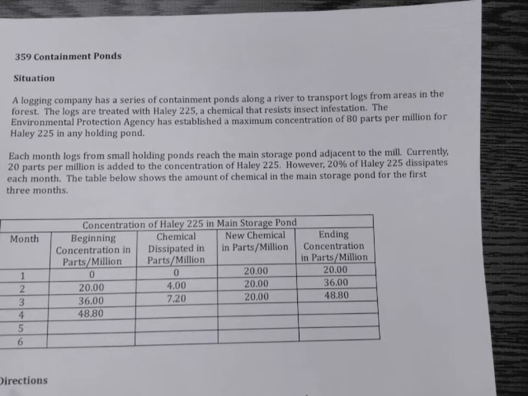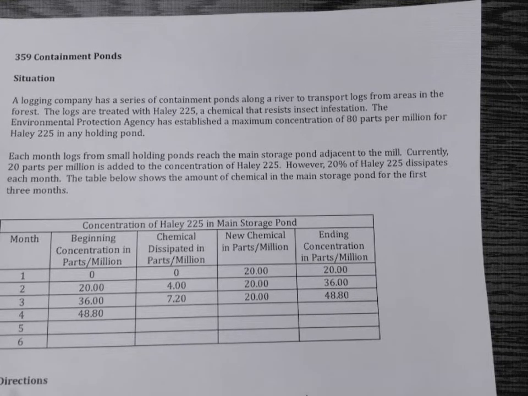So the EPA has established a maximum concentration of 80 parts per million in the holding pond. So you can't have more than 80 parts per million. They're going to test the water basically and fail you if you exceed this limit. Each month, the logs from small holding ponds reach the main storage pond adjacent to the mill. Currently, 20 parts per million is added to the concentration of that chemical, Haley 225.